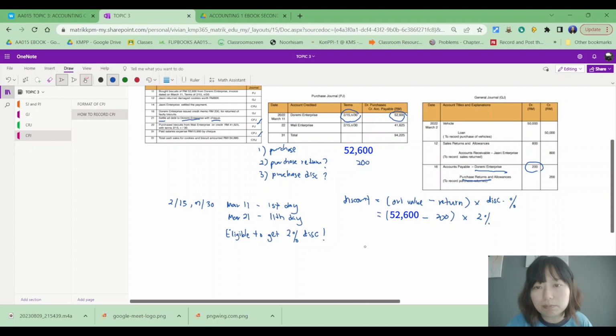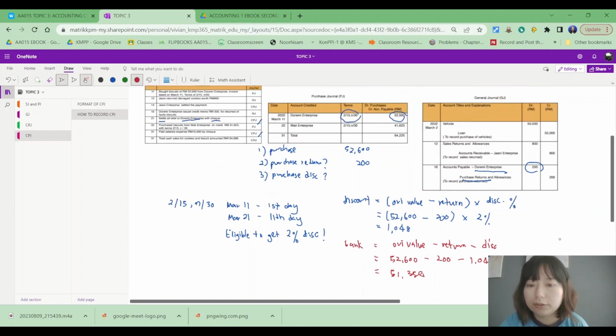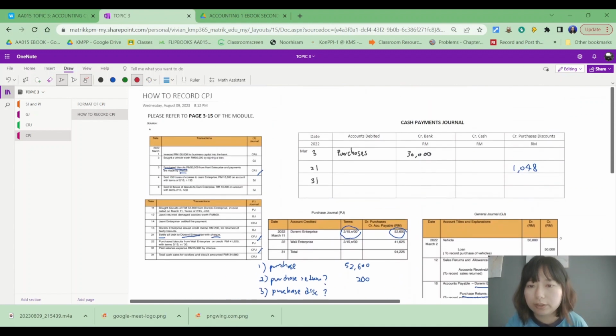So you just hit your calculator and you get the amount. And you're going to get 51352. Okay, so we'll just put it in. 51352.